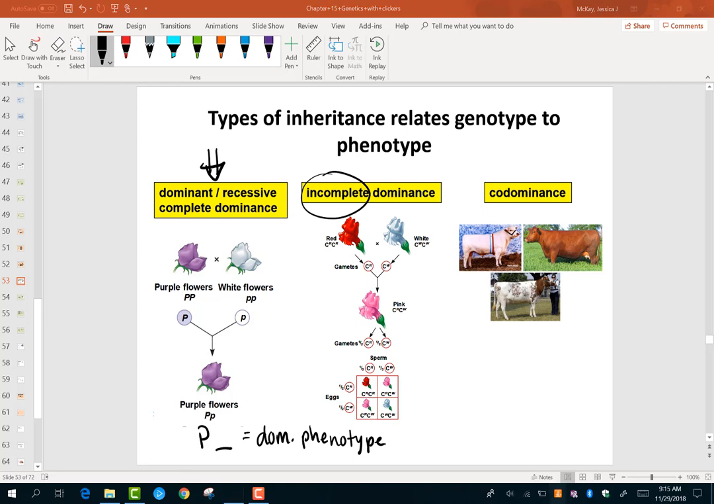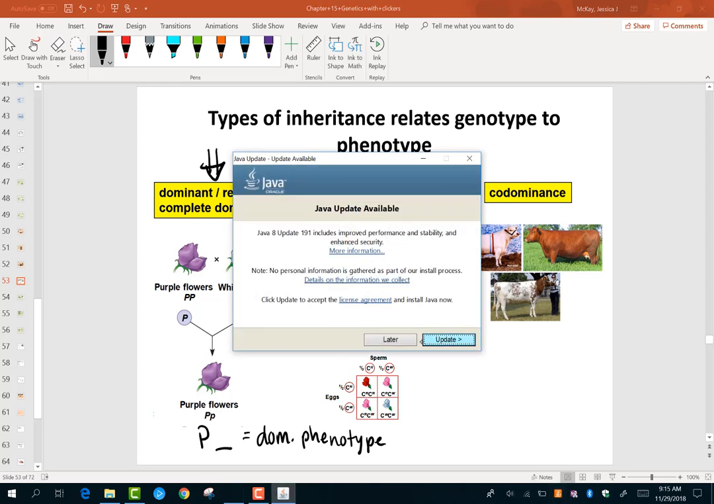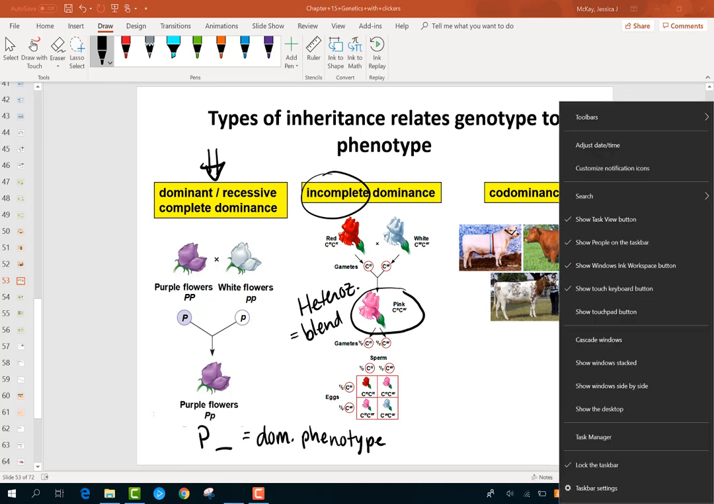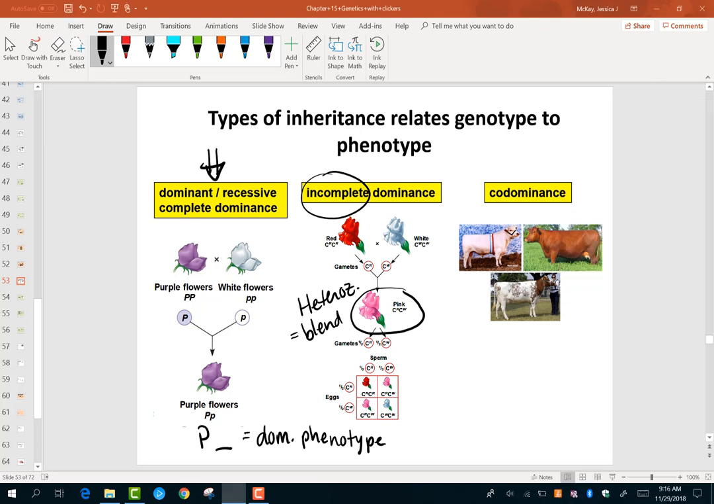In incomplete dominance, the heterozygote is a blend of the two other genes or alleles. So the dominance is not complete. If you have a red flower and a white flower, when you cross them, you're going to get pink flowers. So let me just write this out so you can see it better.